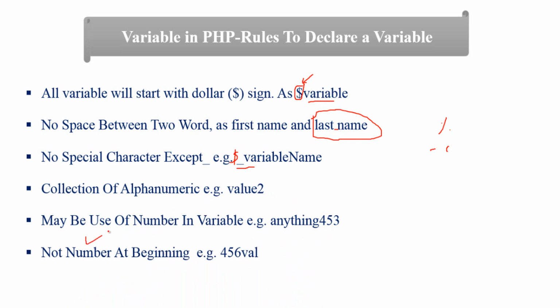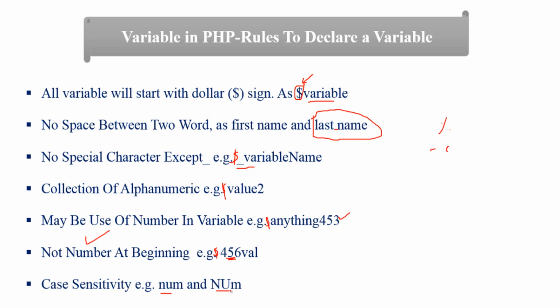So this is a very important point. You cannot provide a number at the starting position, so that is invalid. This is valid. You can use a number in the middle or at the last position of the variable, but you cannot use a number at the starting position. You also have to use a dollar sign. The dollar sign is necessary. Variables are case sensitive. For example, num and Num are two different variables, not the same. So these are the different rules and regulations about declaring a variable in PHP.